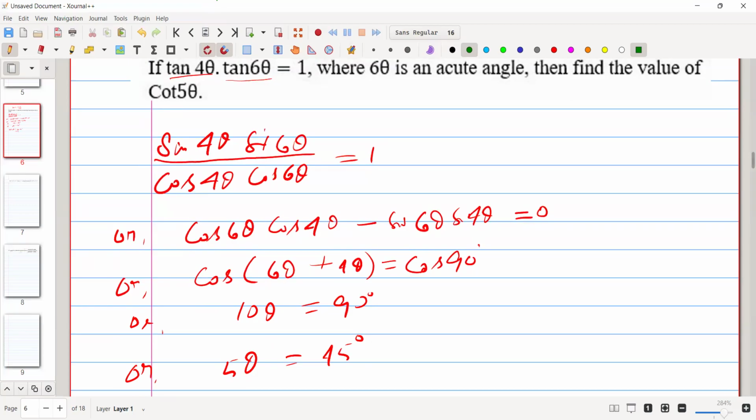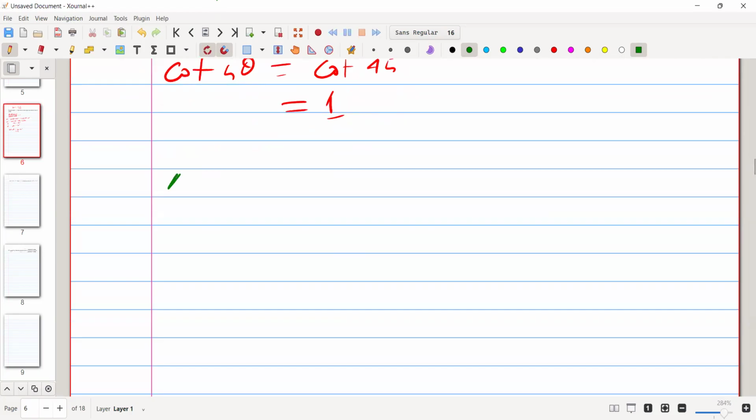Product of tan 4 theta and tan 6 theta is equal to 1. And we know that for two complementary angles, the product of the values of tangent of those two angles is equal to 1. Suppose A plus B is equal to 90. That means both the angles are complementary, and then tan A times tan B is equal to 1.